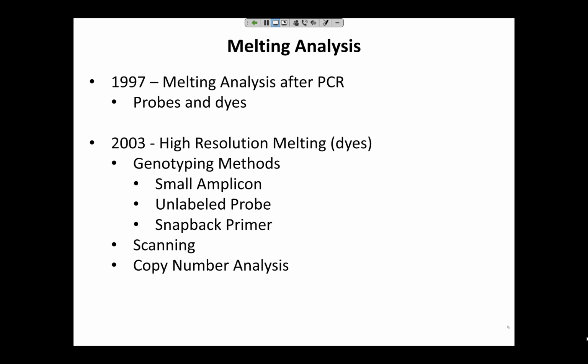It's been very popular for genotyping methods, including small amplicon melting, unlabeled probe melting, and snapback primer melting. We'll also talk briefly about scanning, high-resolution melting for scanning for variants, particularly heterozygotes. And we'll also talk about copy number analysis. And then near the end, I will introduce high-speed melting, HSM.